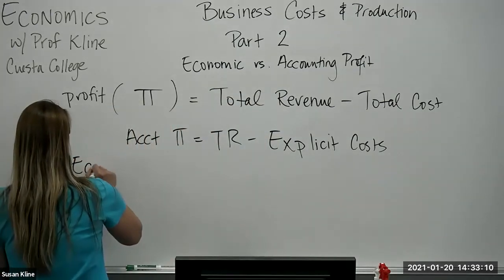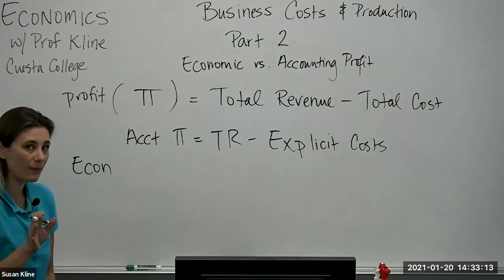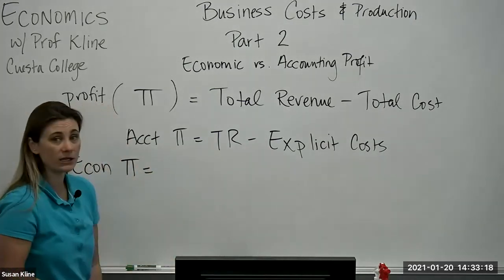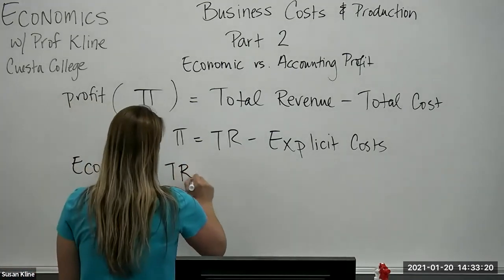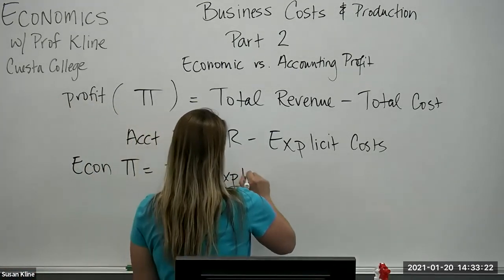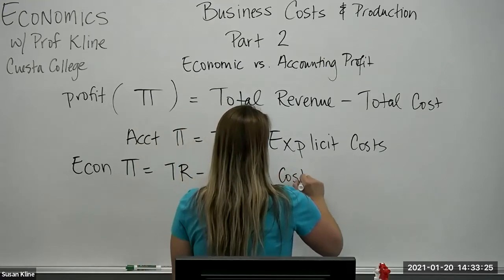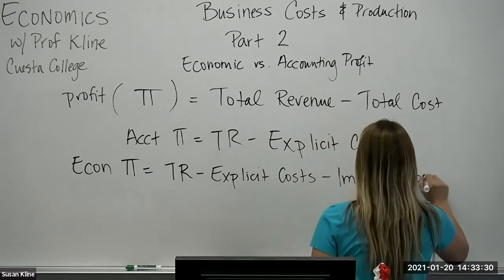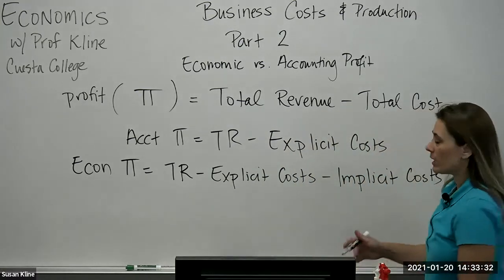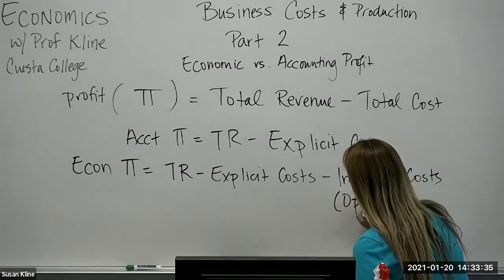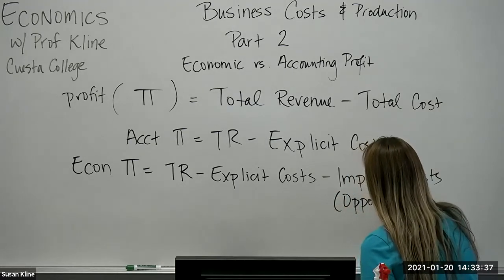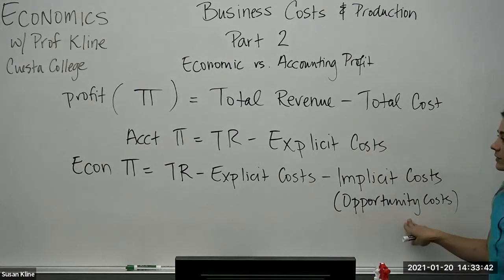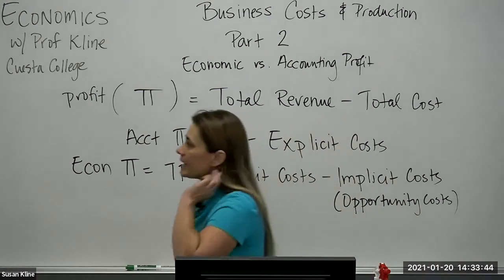Economists, however, are always thinking about opportunity cost. And so just as we do with other things, we're going to also take the total revenue minus the explicit costs, but we also want to adjust and subtract your implicit costs, right? And so implicit costs are your opportunity costs. This is the difference. So let's take an example.